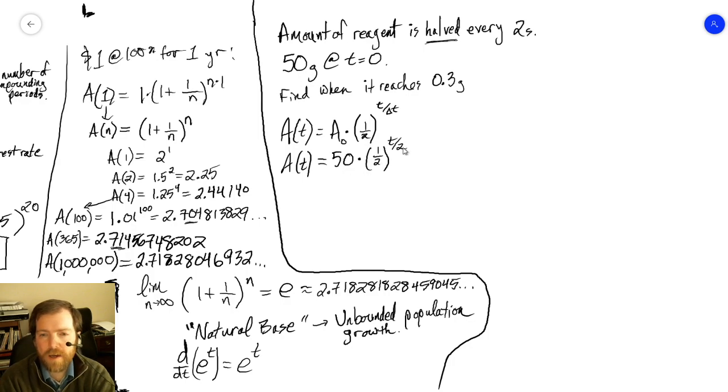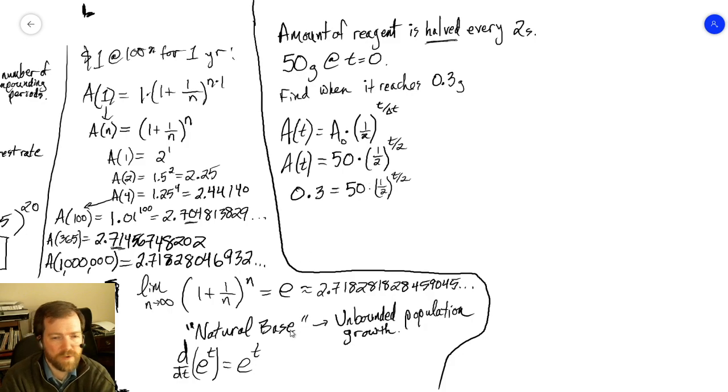Okay, and then here again we want to find when is this going to happen, when are we going to reach 0.3 grams, so we can plug that in over on the left hand side for the known value that we have for the amount, and then the unknown value is going to be our t. So 50 times 1/2 raised to the t over 2.